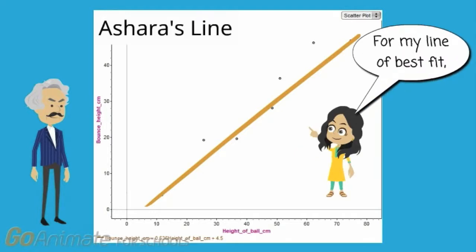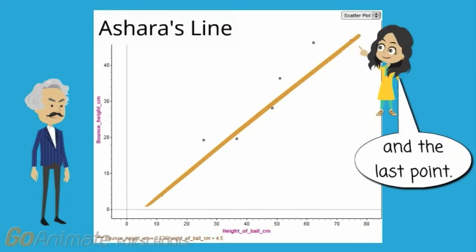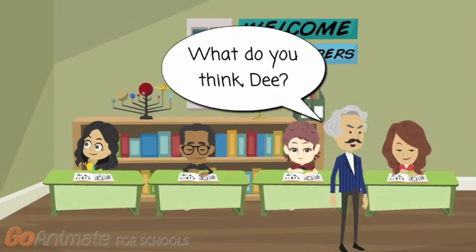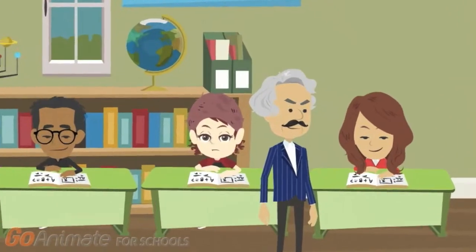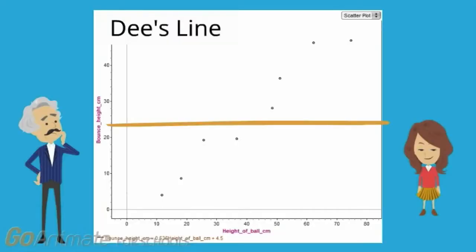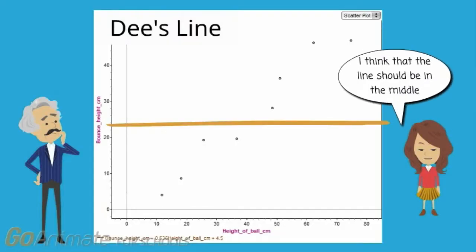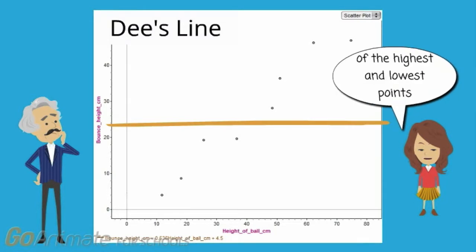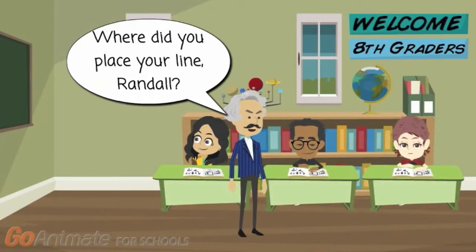For my line of best fit, I put the line through the first point and the last point. What do you think, Dee? For my line of best fit, I think that the line should be in the middle of the highest and lowest points, because that's like the average. Where did you place your line, Randall?